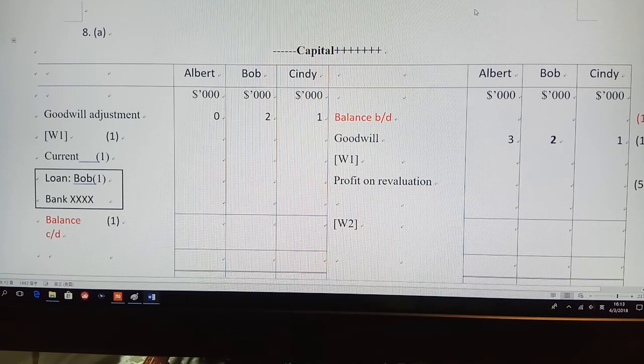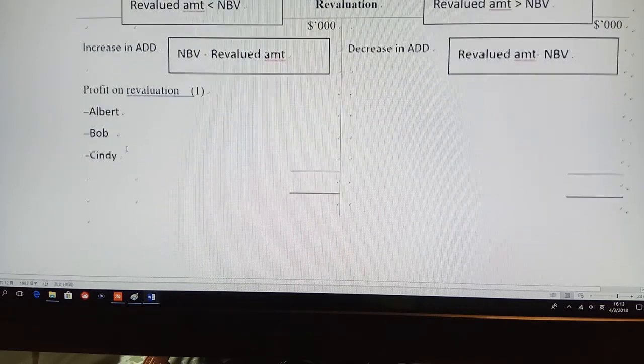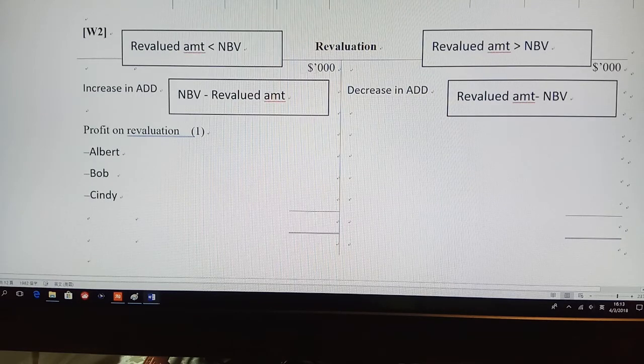And as well, there must be profit on revaluation here or loss on revaluation here. But we do not know until we prepare the revaluation account. This is a very important point that you should note here. For the revaluation account, you should remember this. When there are two values, one is the revalue amount, another is the net book value.